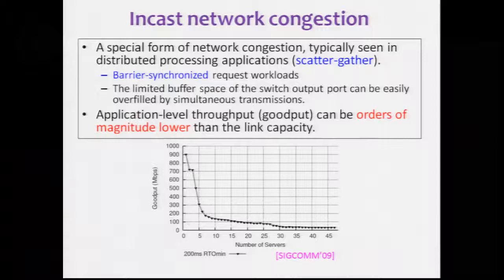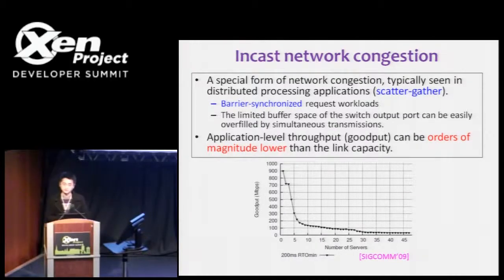Another problem is incast congestion. This problem is very hot in physical data centers, typically in largely distributed data processing applications, such as MapReduce and web search. It happens when multiple senders simultaneously transmit data to one TCP receiver, and it features a barrier-synchronized workload, meaning the next request will not be issued until the current request has been satisfied. The main phenomenon of this problem is that the application-level throughput perceived by the receiver, which we call goodput, can be very low and much lower than the link capacity.